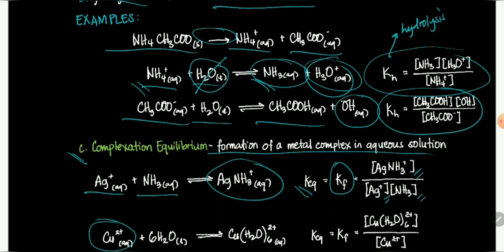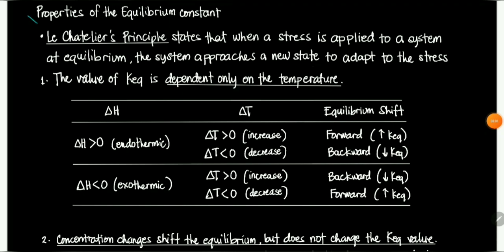So, meron din tayong combination ng copper at 6 water molecules to produce the hexa-aqua copper. Okay, so hexa-aqua copper 2. So, for this one, we have the concentration of the hexa-aqua copper 2 over the concentration of the copper 2 plus. So, pansin nyo, hindi ko na nilalagyan ng bracket kasi magkakaroon ng excess number of brackets dun sa ating equilibrium constant expression. So, pwede nyo gawin yon kapag dito sa pag-express ng ating equilibrium constant ng ating mga complex ions.